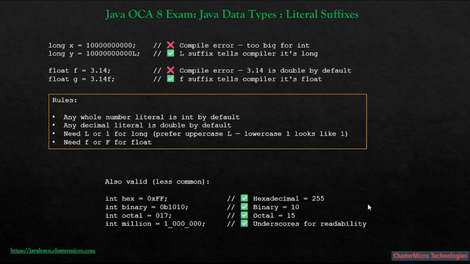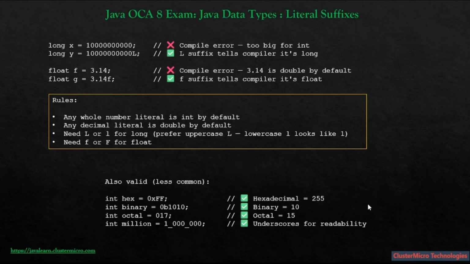So that's what we are talking about, suffixes, L, F, all this. The rules: any whole number literal is an int by default. Any decimal literal is double by default. You need L, capital L or small l, for long. Prefer uppercase L, because lowercase l looks like 1 sometimes. And you need F for float.